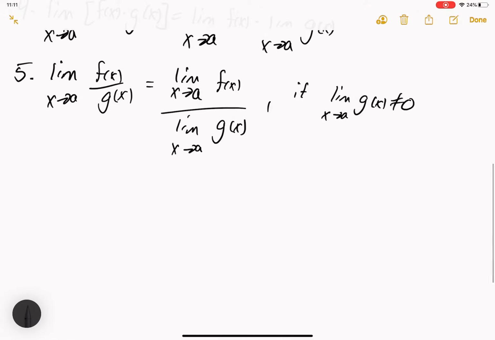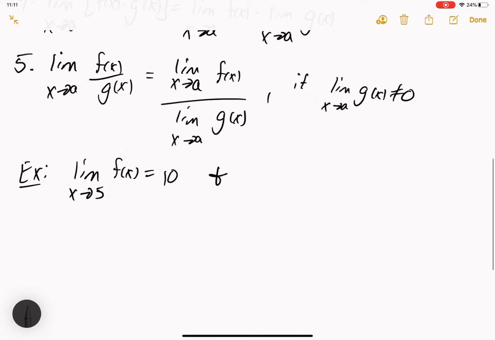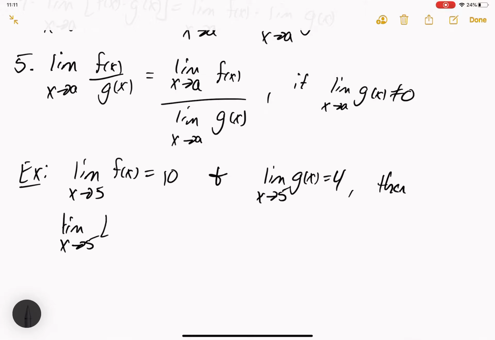So just a quick example of how we can use this. Let's just say we know that the limit as x goes to 5 of f of x is equal to 10, and we have the limit as x goes to 5 of g of x is equal to 4. Then, if we know that, we want to calculate some other limit. Let's say we want to find the limit as x goes to 5 of 4 times f of x minus 5 times g of x.